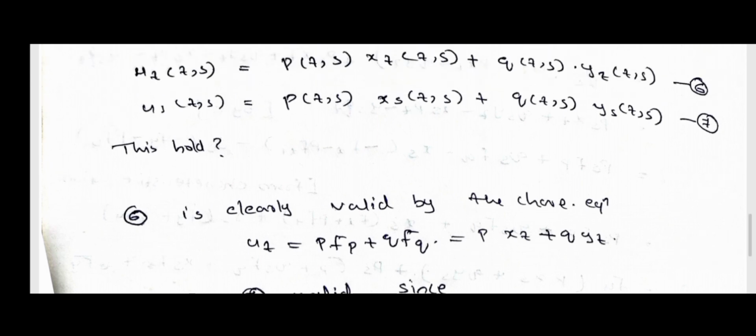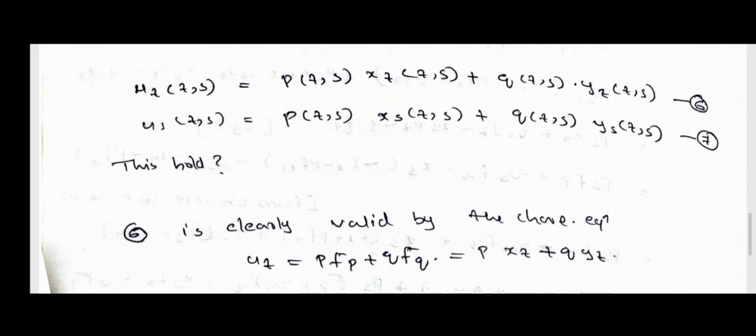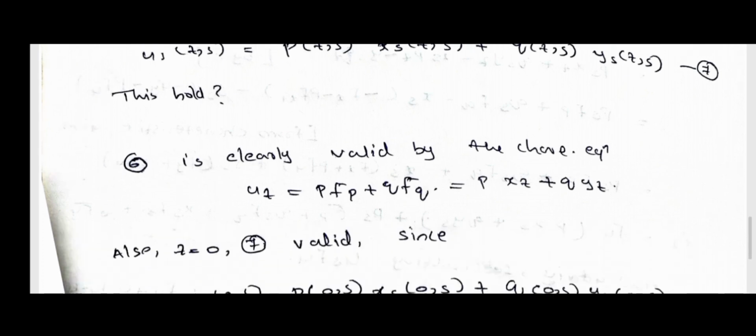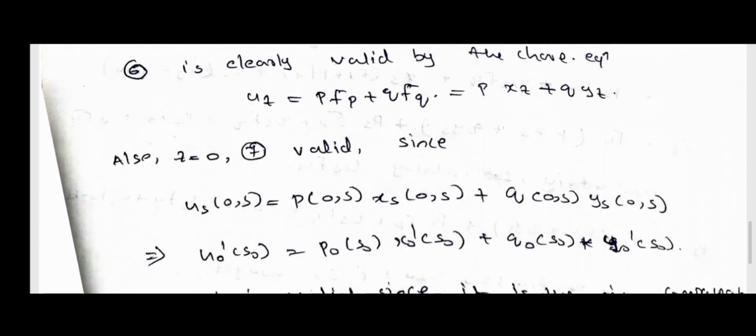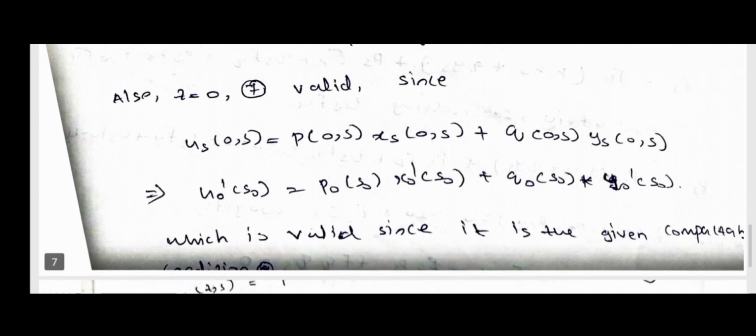Equation 6, our u_t of (t,s), is clearly valid by the characteristic equation. So u_t is equal to p f_p plus q f_q, which is equal to p x_t plus q y_t. Also u_s of (t,s) is valid at t equal to 0. At t equal to 0, u_s of (0,s) is equal to p of (0,s) into x_s of (0,s) plus q of (0,s) into y_s of (0,s).